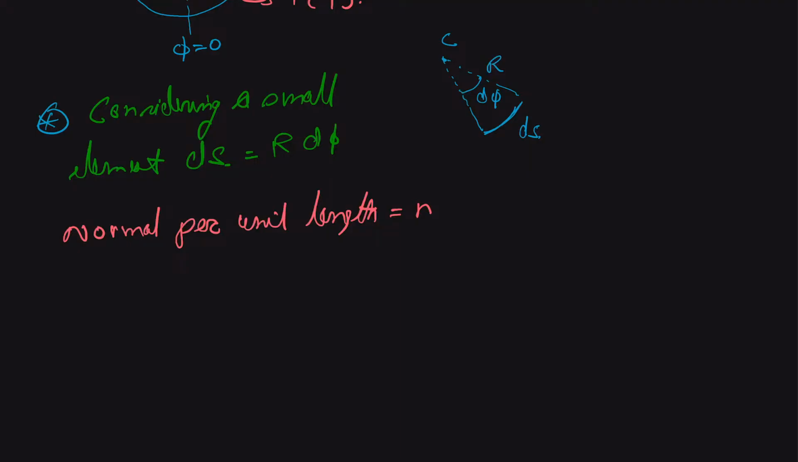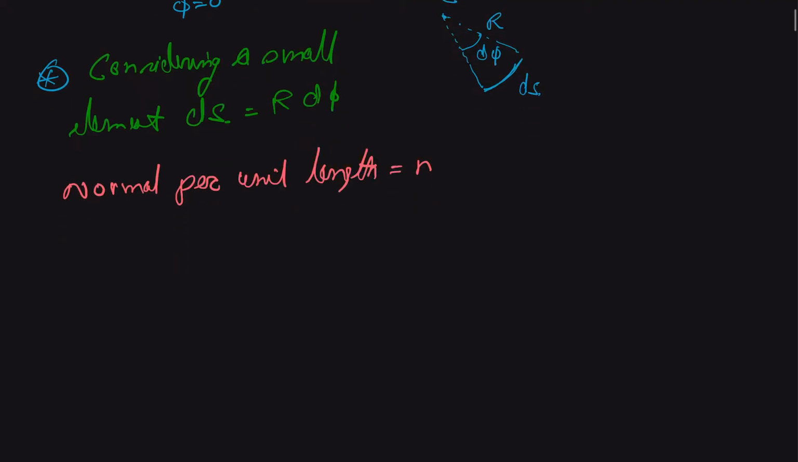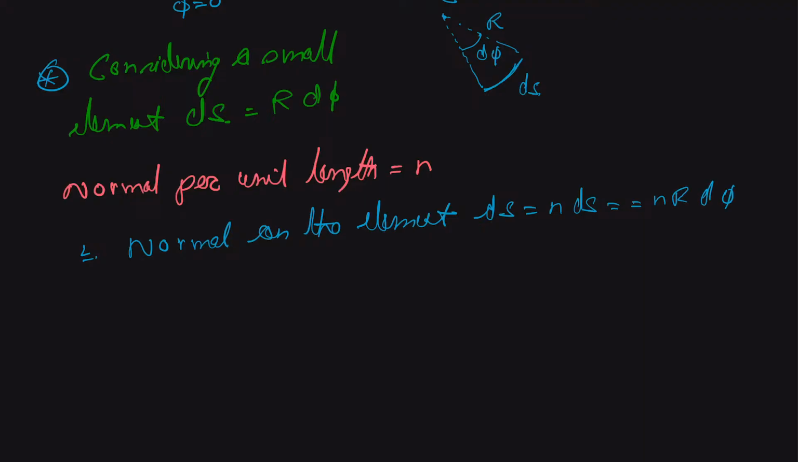and therefore we can say that normal on the element arc, normal on the small element which we consider d of s, will be equal to n d of s, and d of s is r d of phi, so this comes as our n r d of phi.